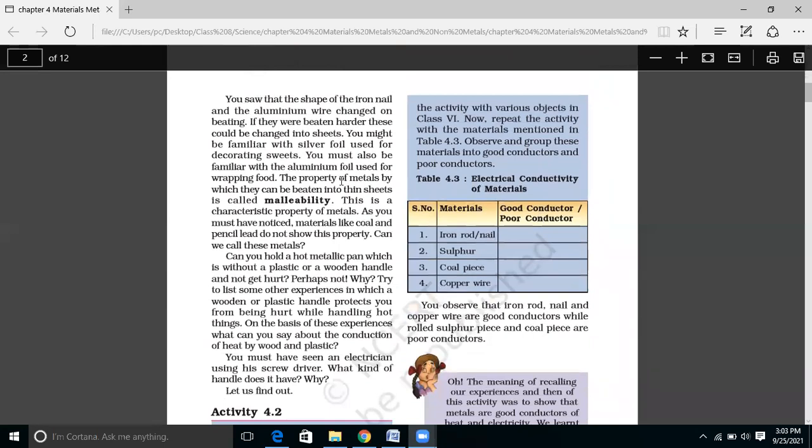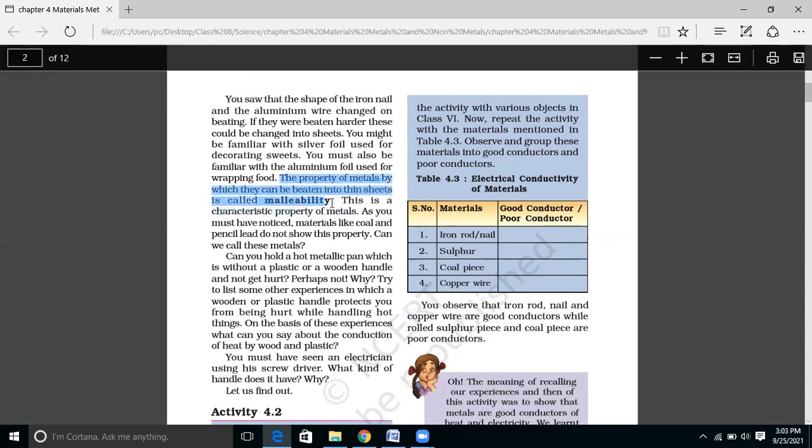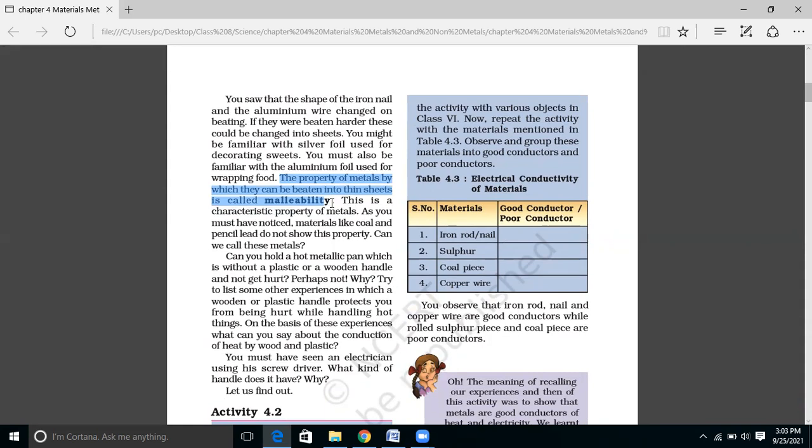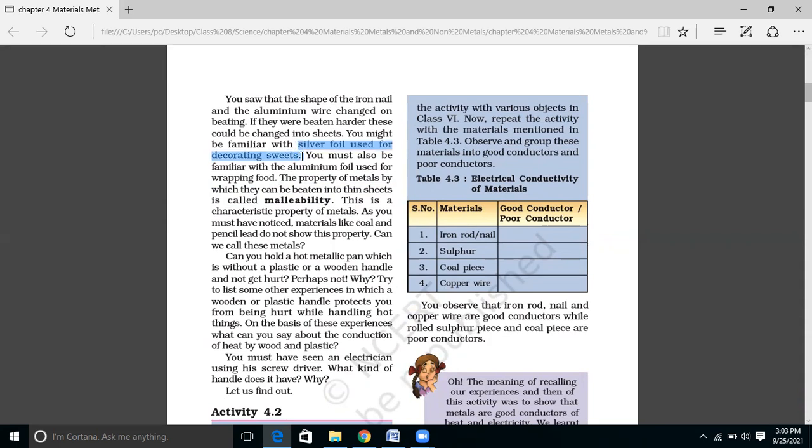Now the property of this is called malleability. You can take a note, the property of metals by which they can be beaten into thin sheets is called malleability. So you'll have seen the example of silver foil which we eat, which is present on the sweets. We use it for decoration purposes. Then aluminium foil will wrap food.